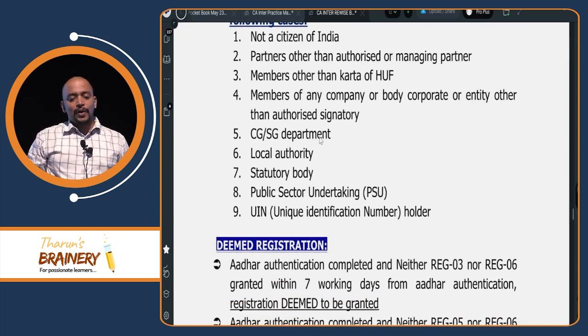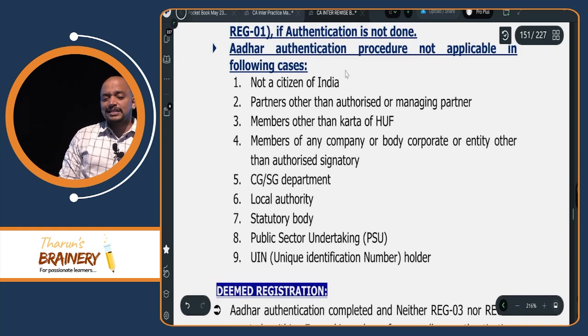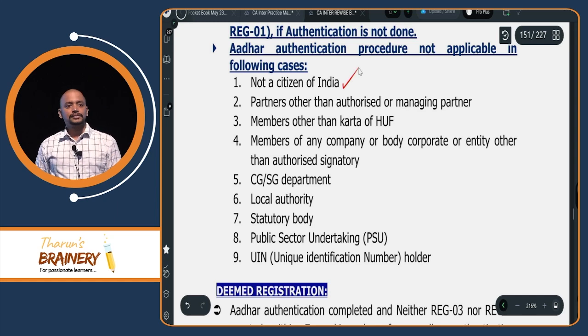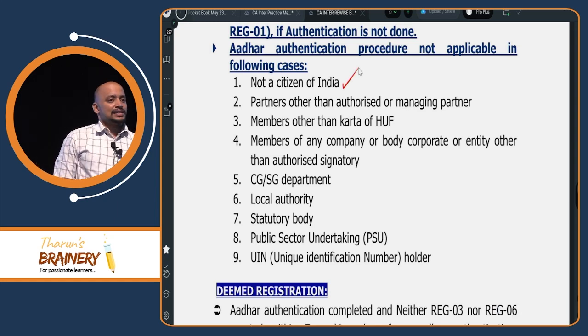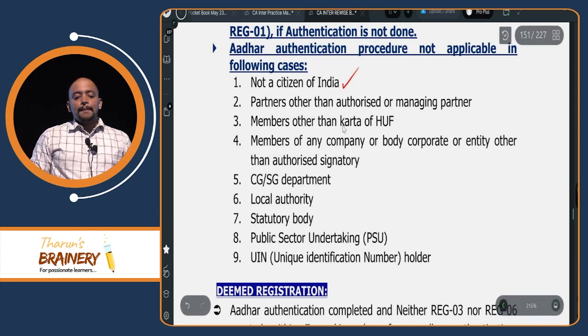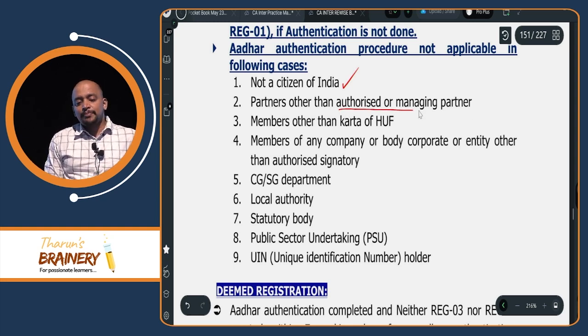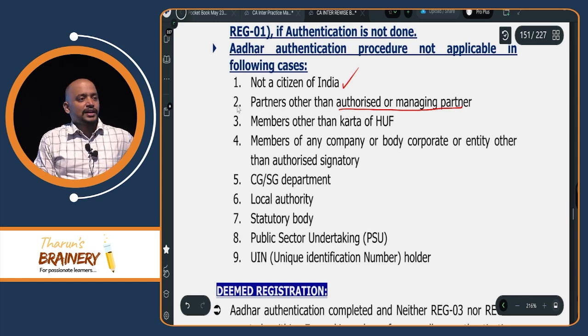Who are not required to comply with this Aadhaar authentication? Not a citizen of India. Why? First of all, they will not have an Aadhaar number. They are not a citizen of India. Partners other than authorized or managing partner. Why? Because the authorized or managing partner will undergo authentication. That is enough. Remaining partners not required.